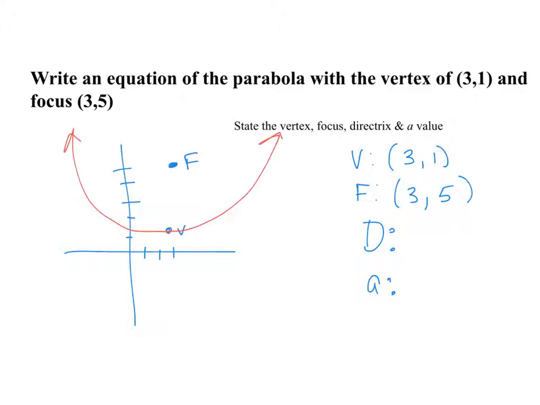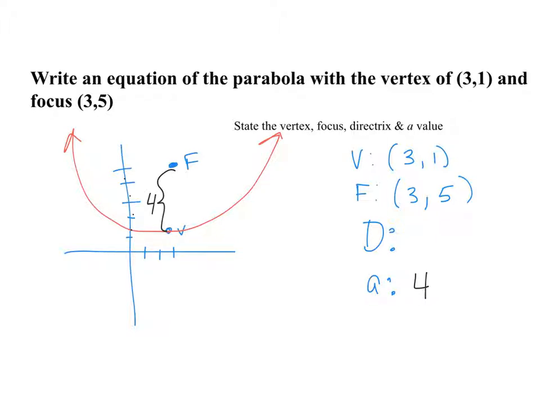Okay. What else I can pull from this picture is I can now pull the a value. That is that distance there. And when I count, I have 1, 2, 3, 4. This distance here is 1, 2, 3, 4. So my a value is 4, which tells me how to find my directrix. My directrix is a line directly beneath the vertex, and that is going to be 4 away from the vertex because that was my a value.